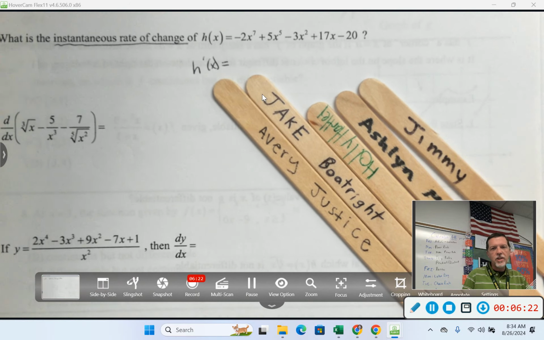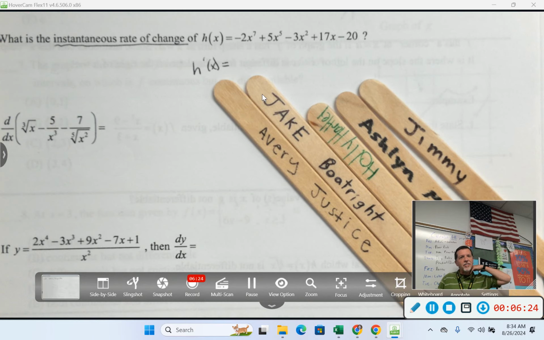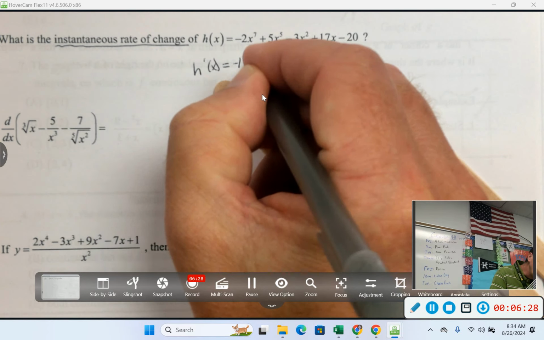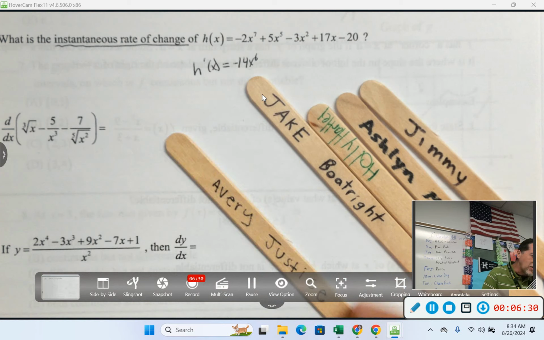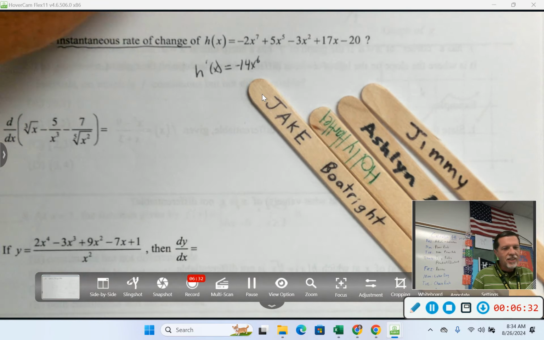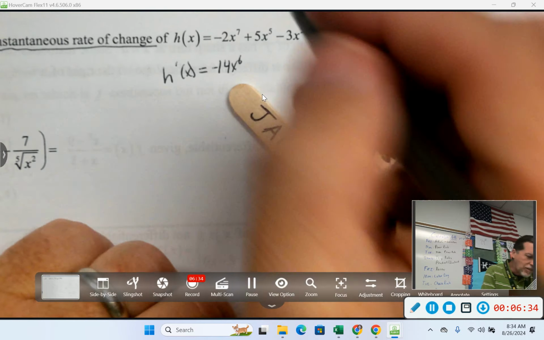There we go. So, Avery, derivative of negative 2x to the 7th? Negative 14x to the 6th. Jake, the derivative of 5x to the 5th? 25x to the 4th.